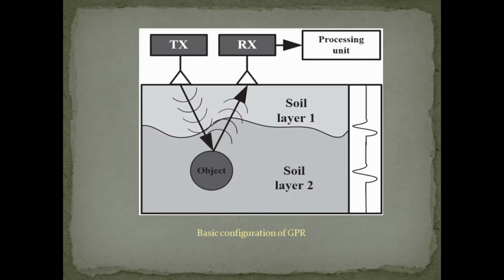Now, next, let us discuss the basic configuration of GPR. In this basic GPR configuration diagram, we can see the transmitter, receiver, and object under the ground. We can see here two layers, soil layer 1 and soil layer 2, and a processing unit. So how does it work?